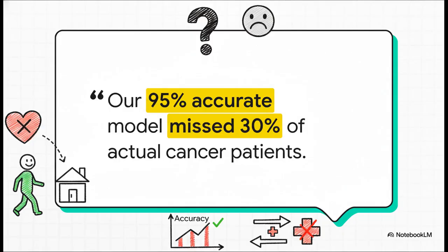Let's put that all together. That 95% accurate model we were celebrating a minute ago, it was actually failing to find 30% of the very patients it was built to detect. It sent nearly a third of the sick people home with a false sense of security. This is why looking at accuracy alone can be a catastrophic mistake.